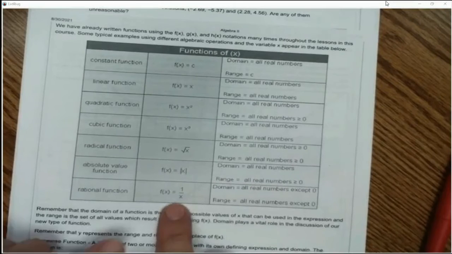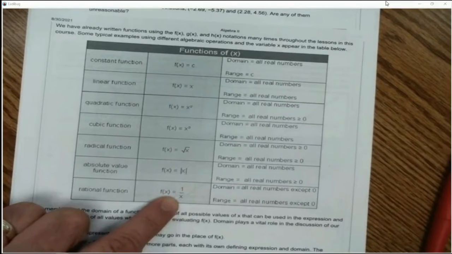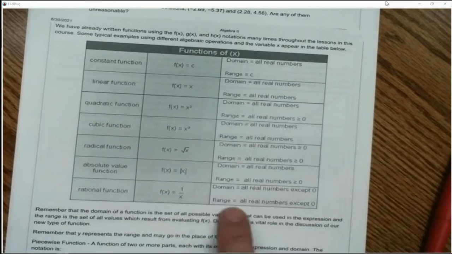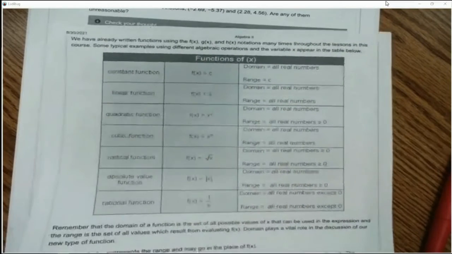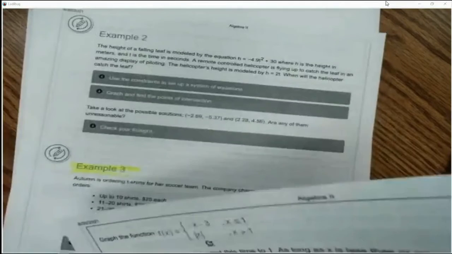So we can have negative numbers. We can have positive numbers. We can have little bitty decimals. We can have huge numbers. We just cannot have 0. So that's what our limit is on our domain and range. So that is some common functions we'll be looking at in these lessons.